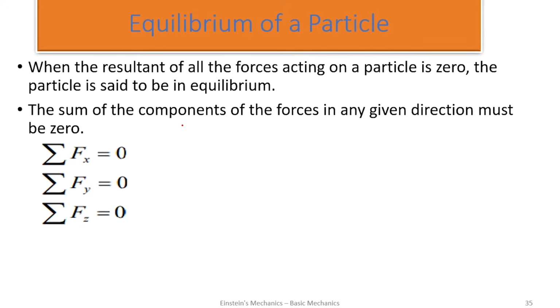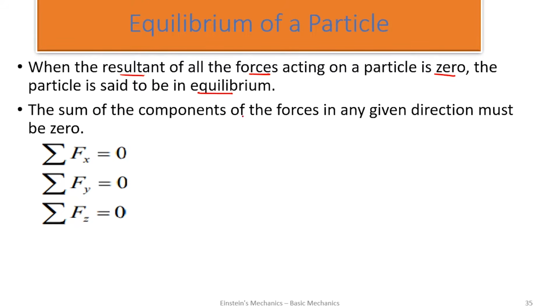Welcome, engineers. Today we are looking at equilibrium of a particle. So when do we say a particle is in equilibrium? It's very simple. When the resultant of all the forces acting on the particle is zero, the particle is said to be in equilibrium. The resultant represents a single force that can be used to replace all the forces acting on a particle. And if we find it to be zero, then that particle or that body is said to be in equilibrium.